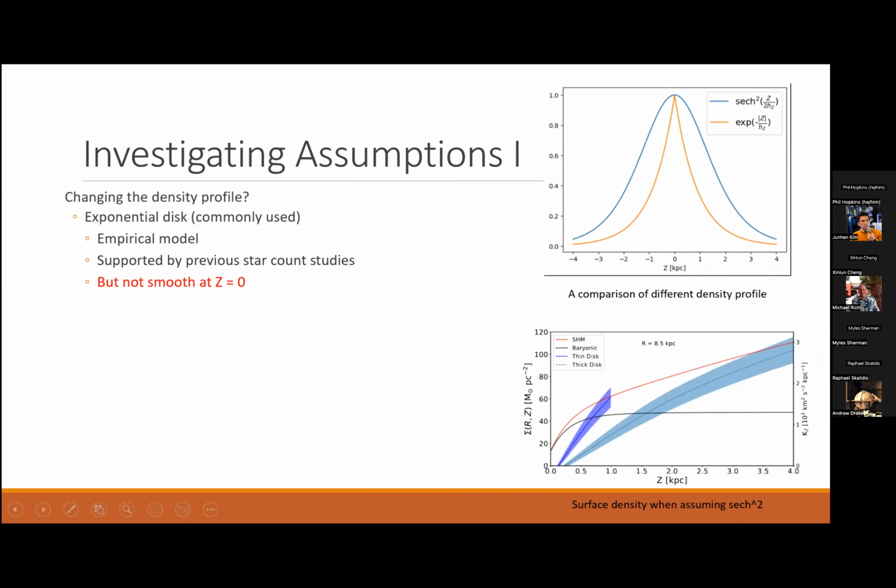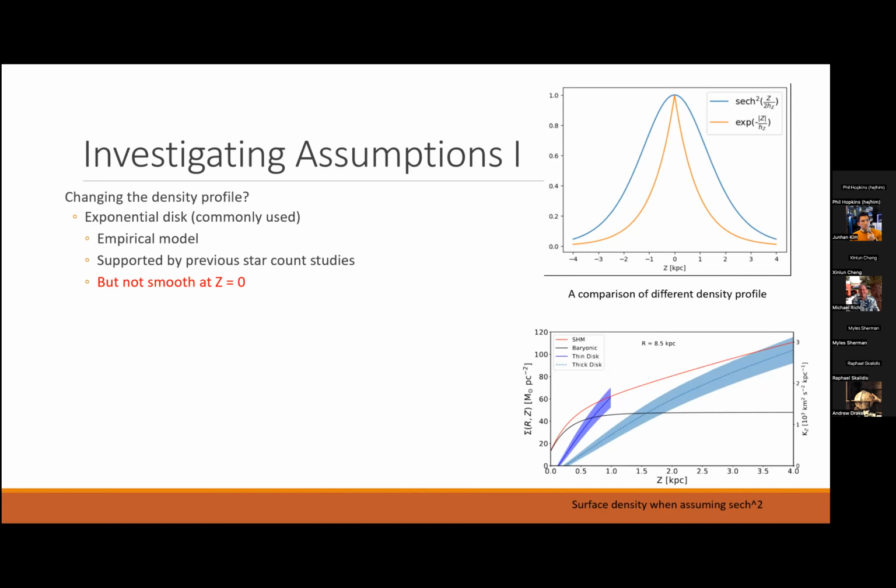So, all of the previous assumptions, the traditional methods, including the one that we are trying to investigate here, made a pretty large number of assumptions. How do all the assumptions hold up? And we would like to take a closer look at that. So the most common one is the density profile. They use an exponential disk. It's not an empirical model. It's supported by previous star count studies.